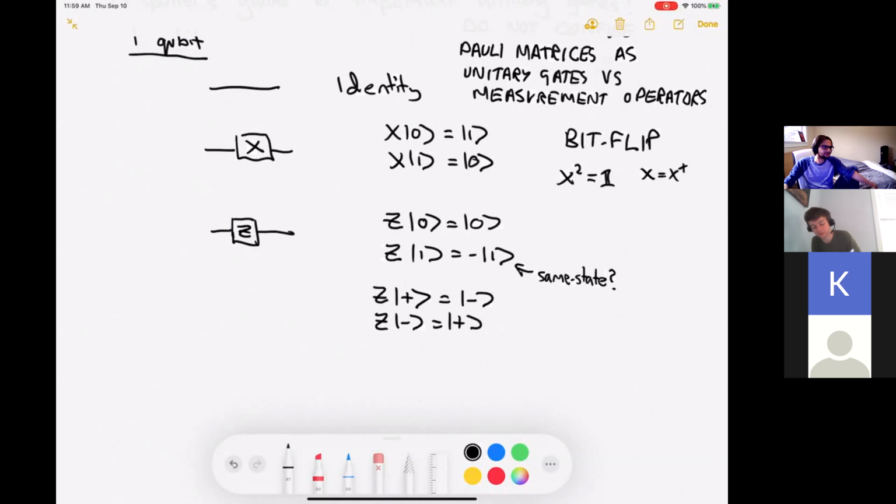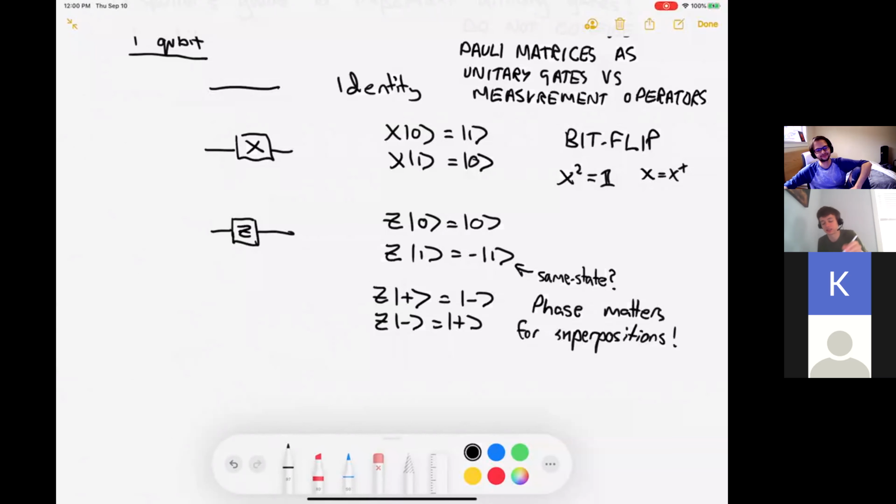So this phase matters for superpositions, and also if it's entangled with another system or something like that. But even though it doesn't do anything to the 0 state and the 1 state, that doesn't mean it doesn't do anything to superpositions. So this operator is called, sensibly enough, a phase flip.